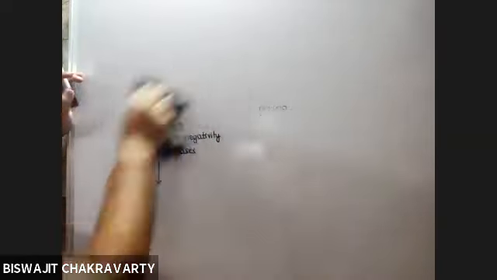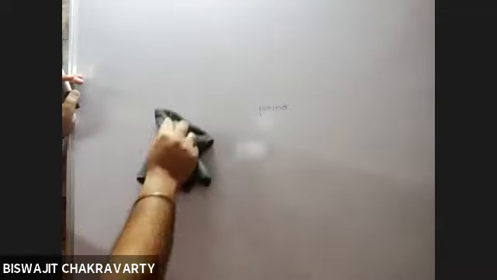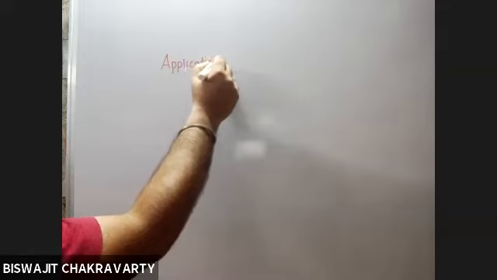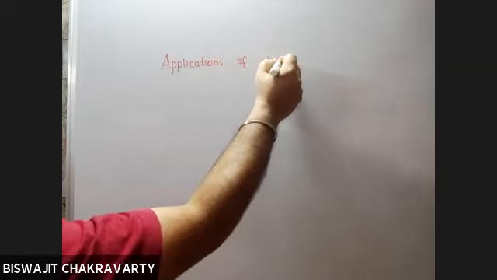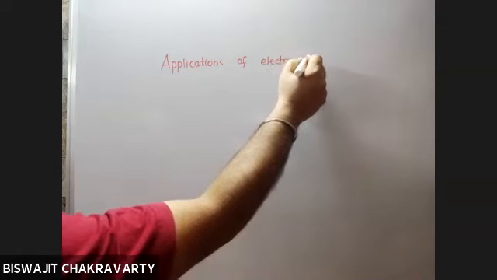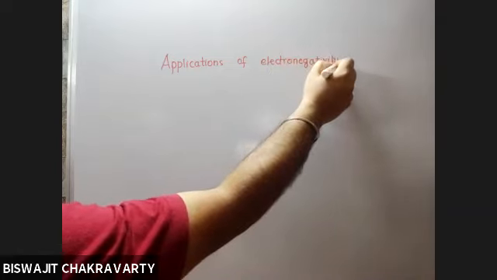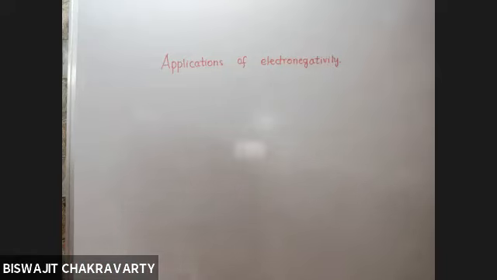So I was talking about the applications of electronegativity, how the electronegativity values of the atoms help us to understand. One of the applications has already been discussed. The first important application: what was that? To predict the polarity of the bonds, very good. To predict the nature of the bond.